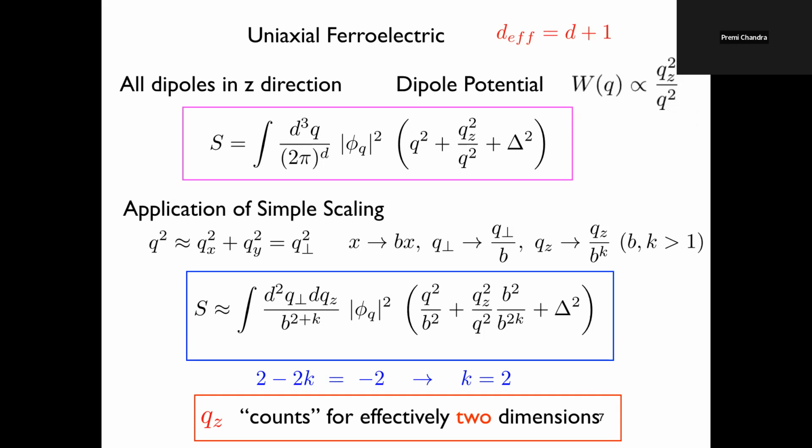So in this case, qz counts for effectively two dimensions. So what that tells us then is that the uniaxial ferroelectric, instead of being three-dimensional, is effectively four-dimensional.